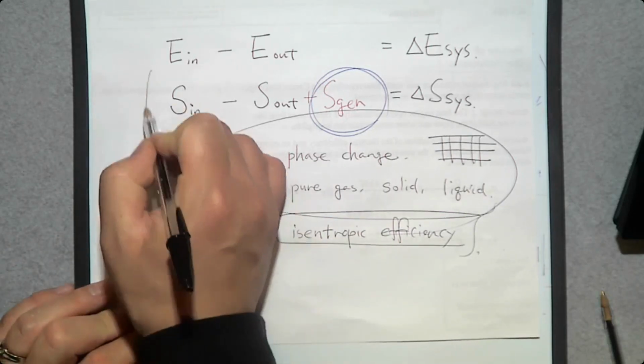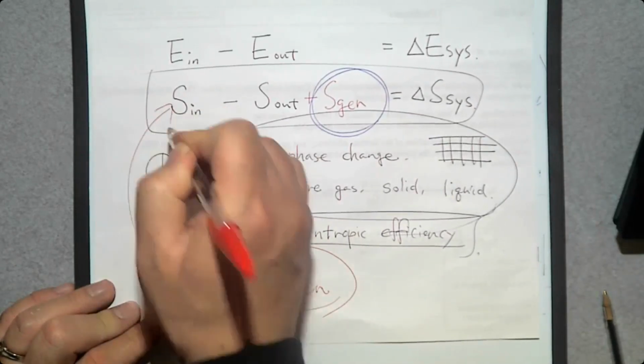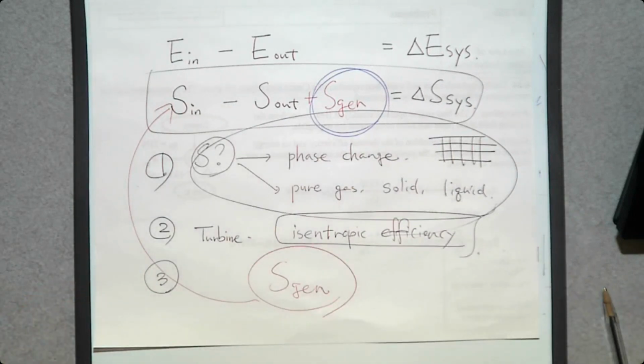The third one, finding S gen, entropy generation, by using the entropy balance equation. Those are the three items that we are going to study in chapter 6. Okay?